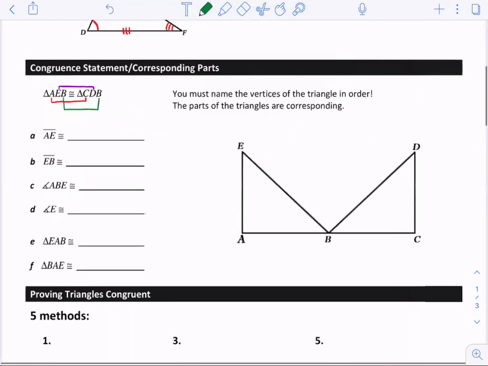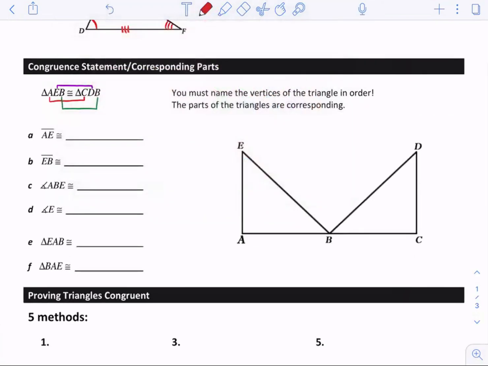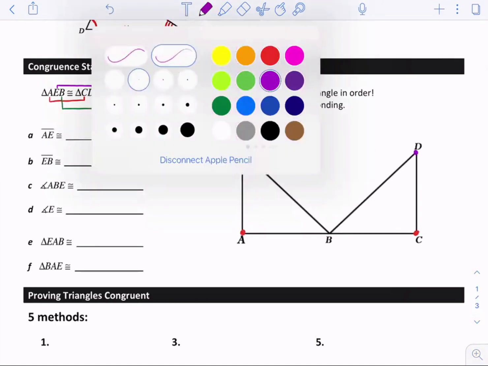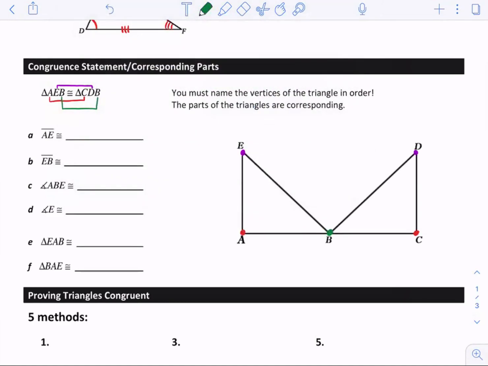So if I were to do those colors so that you could see them, A corresponds with C, E corresponds with D, and then B with B in both triangles. So now this should become so much easier to figure out what AE is congruent to. So AE is congruent to CD if I use the correct corresponding parts.